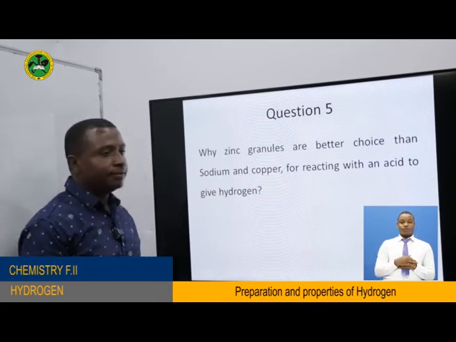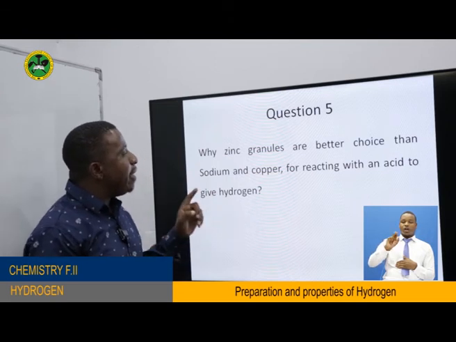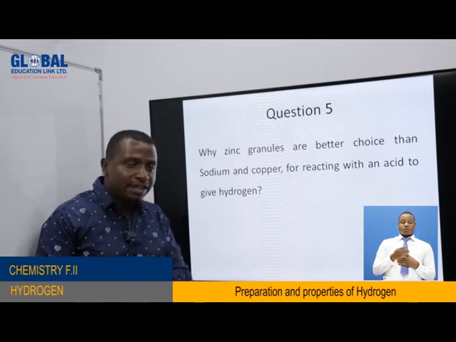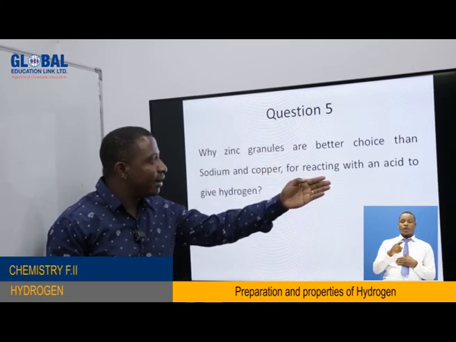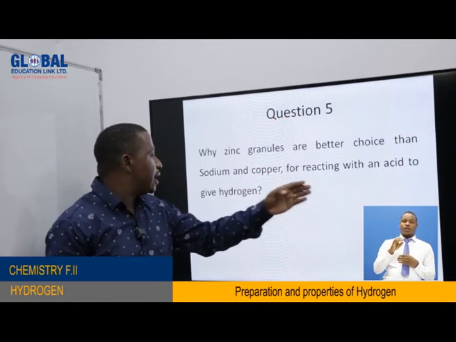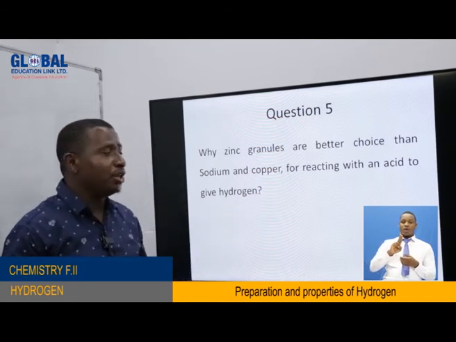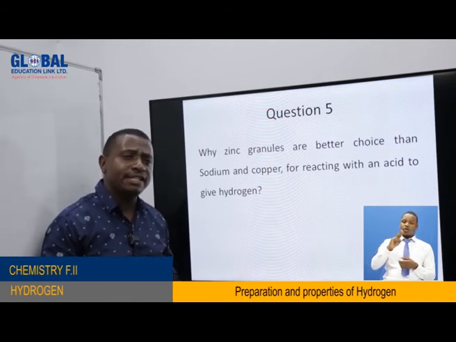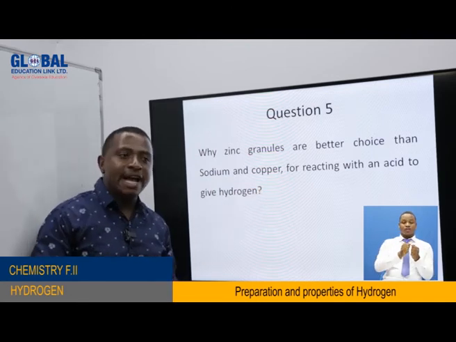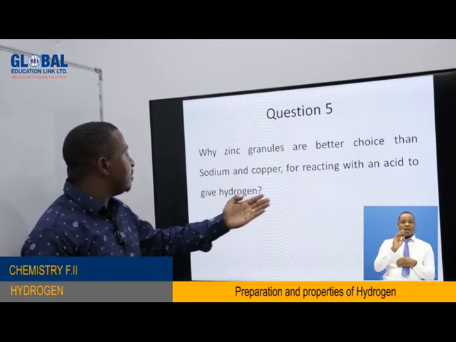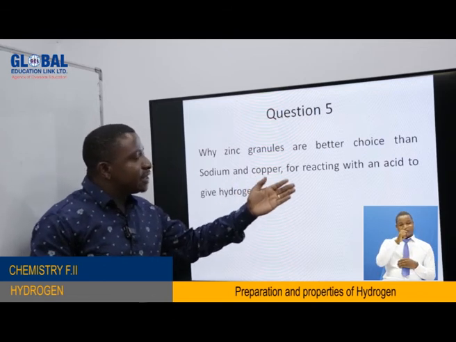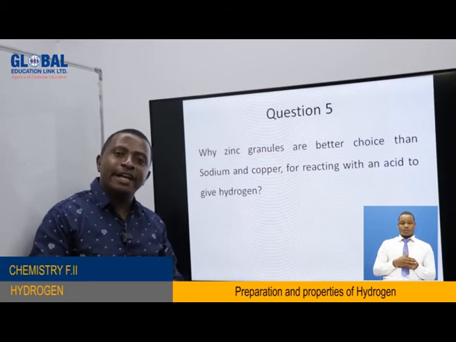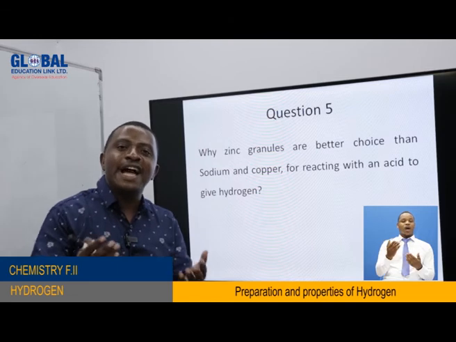Let us now see question number 5. Why are zinc granules a better choice than sodium and copper for reacting with an acid to give hydrogen? You see this kind of question? Now, dear student, you should have a concept on sodium, zinc, and copper. You should remember that sodium is the most reactive metal, while copper is less reactive. So when zinc is reacting with an acid, zinc is capable of replacing the hydrogen in the acid. But when copper reacts with an acid, copper is less reactive than hydrogen. So copper will not replace hydrogen. That reaction will not take place.